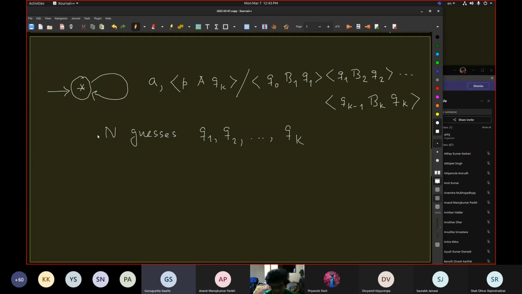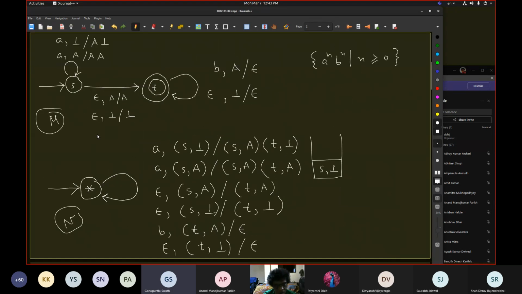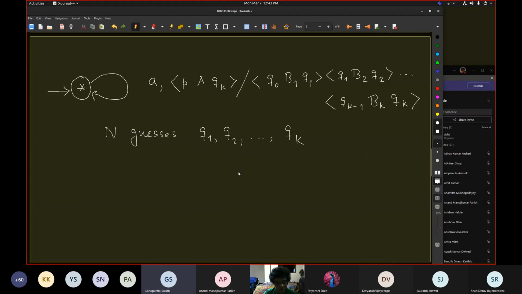It's slightly more complicated than this example. But if I apply this construction on this machine, we will eventually come up with the same thing, this one. Let us see. Happy or not? It's slightly complicated, I understand. But this is how the simulation of M by N works.